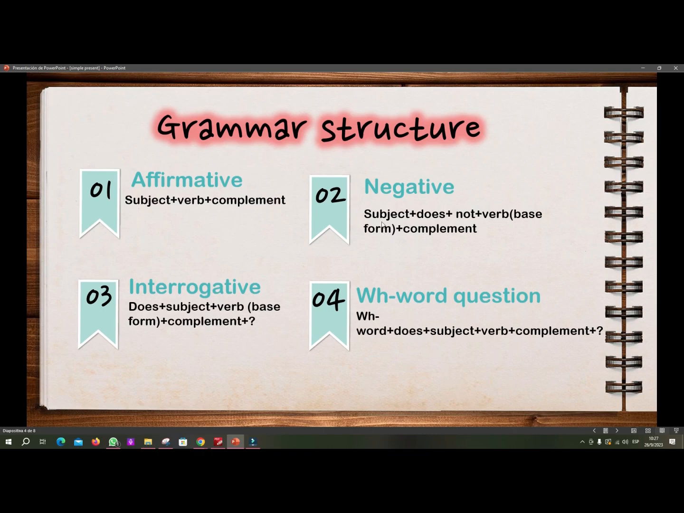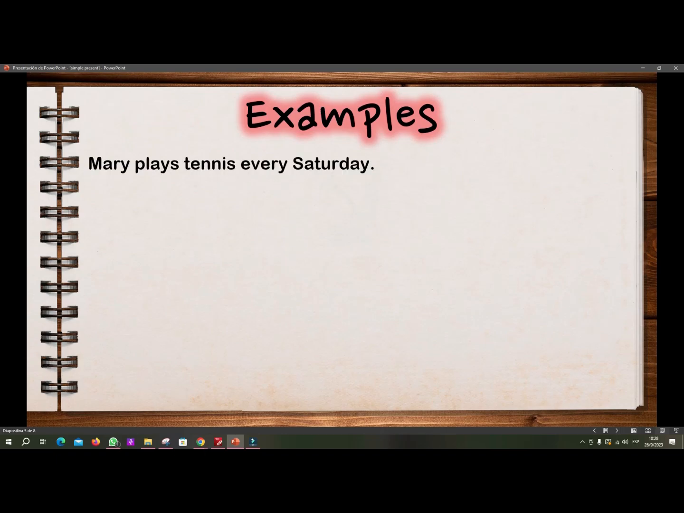Entonces recuerden, vamos a hacer el cambio de los verbos, agregarle S, ES o IES cuando sean afirmativas y estemos utilizando tercera persona singular. Lo contrario, cuando estamos utilizando el auxiliar does o does not, el verbo lo vamos a utilizar en su forma base. Siempre y cuando estamos usando igual tercera persona singular. Here you have some examples.